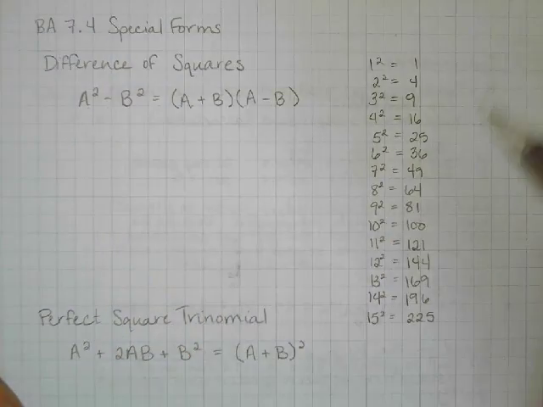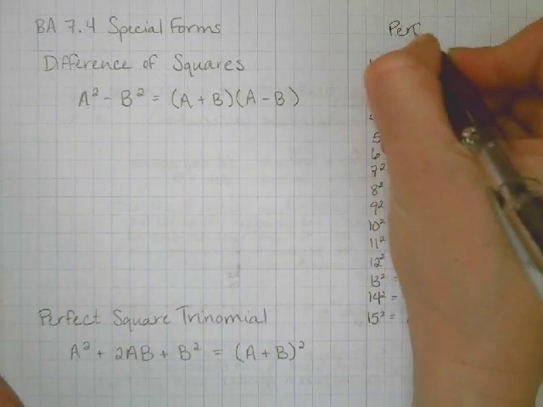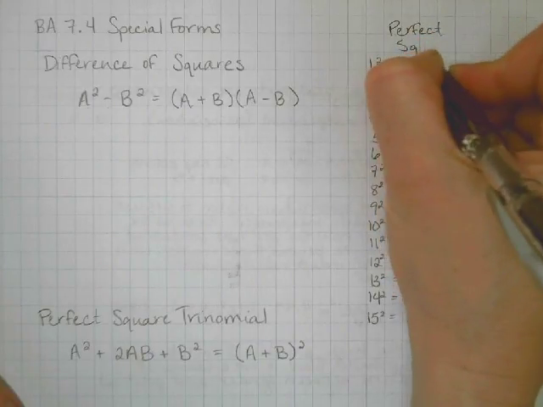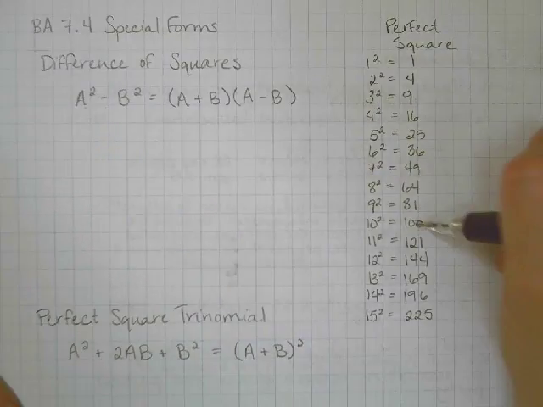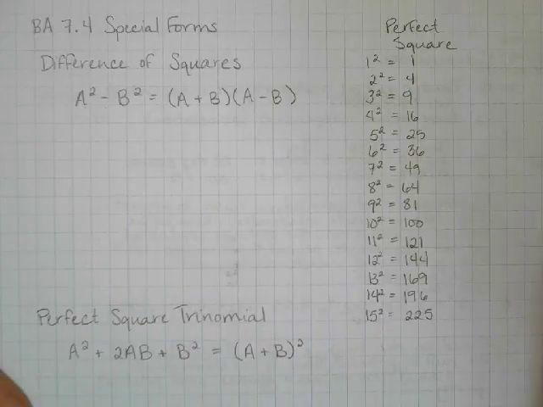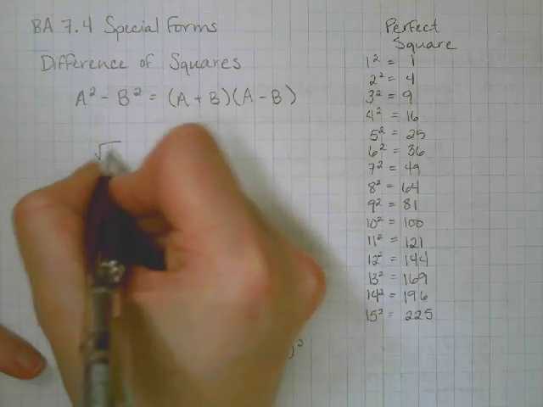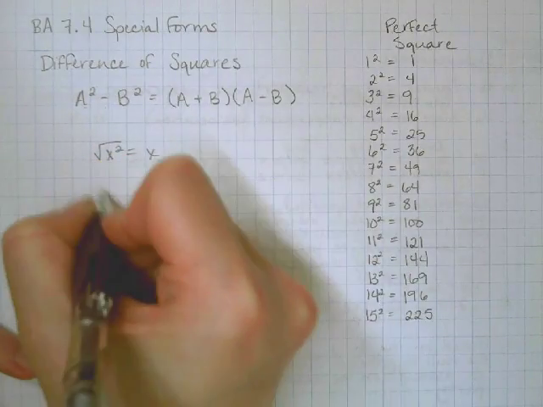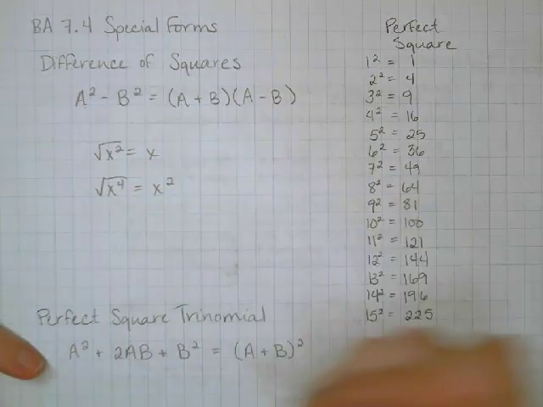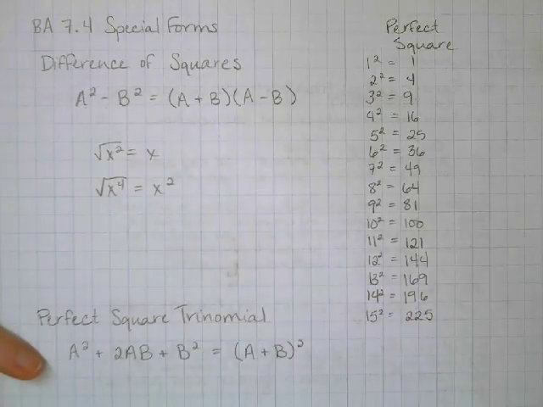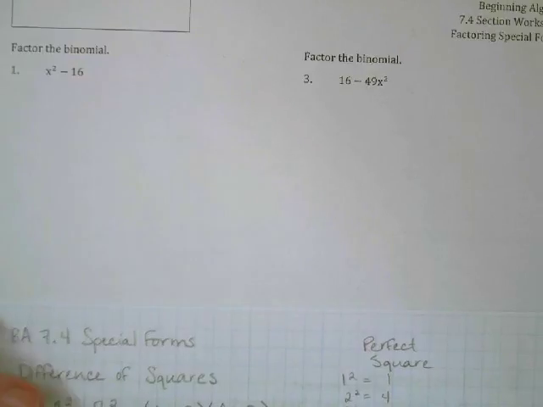Perfect squares with the numbers, the first 15, these are all perfect squares because they have a perfect square root. So the square root of 9 is 3, square root of 49 is 7, square root of 100 is 10, and so on and so forth. Things like x squared also have a perfect square root. So the square root of x squared gives us x, square root of x to the fourth gives us x squared, because x squared times x squared would give us x to the fourth, and so on. Some examples of that, and I'll show you why they work in just a few minutes.